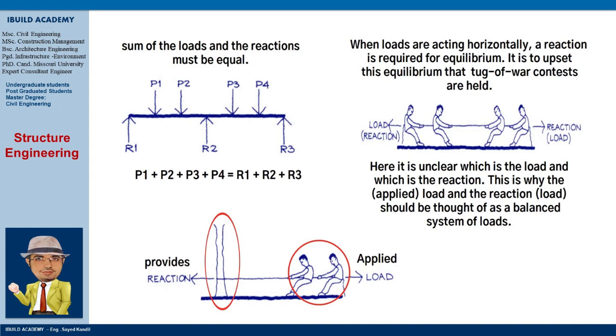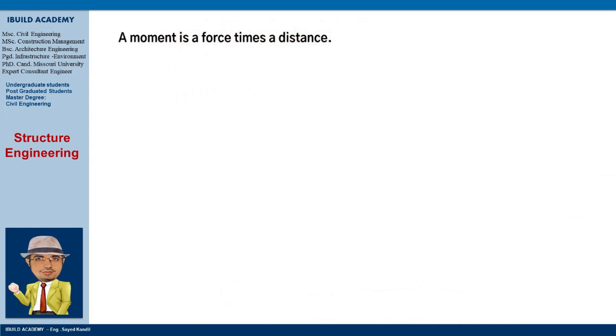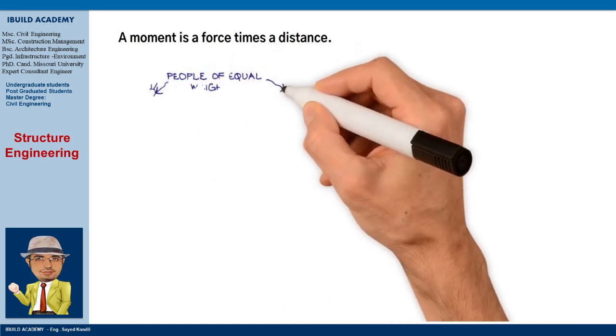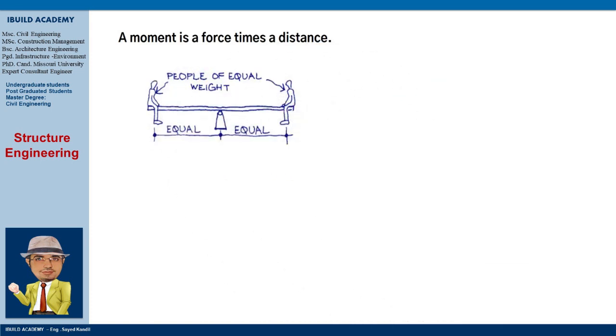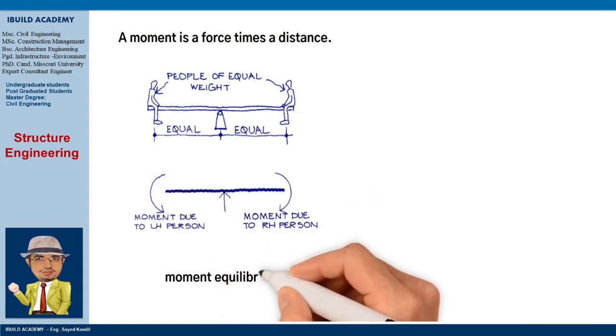What is a moment? A moment is a force times a distance. Moments abound in structural engineering, but the concept of a moment is often found hard to understand. However, it is because of moments that things can be weighed or people can enjoy see-saws. The fun in see-sawing can only be enjoyed if the people are of equal weight and sit at an equal distance from the support. This is because they are in moment equilibrium.